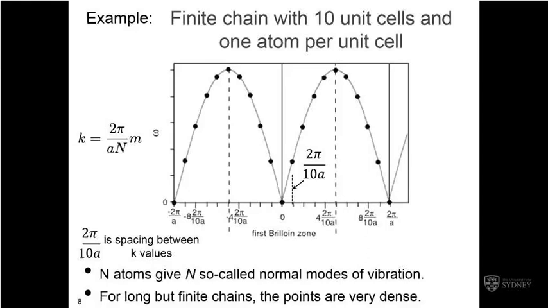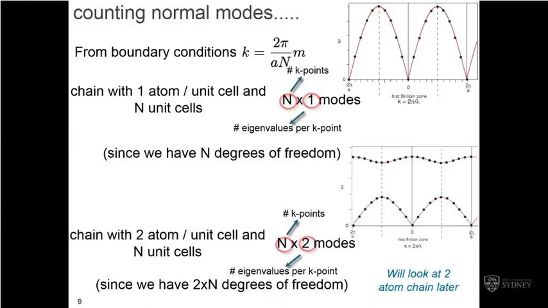So that's for 1 atom in your chain. It's helpful to write it down. This is, again, for 1 atom. This will be for 2 atoms. So a chain with 1 atom per cell and N unit cells, we get this many modes. We get N, where N is the number of cells, and you can say times 1.